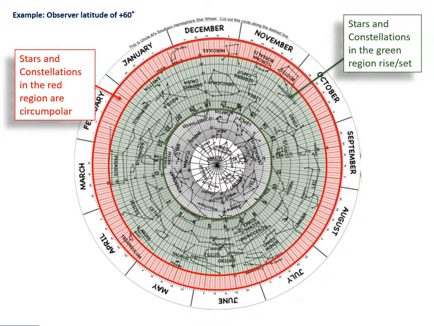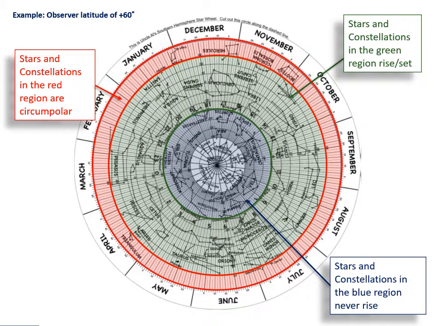The region between the rise/set and the circumpolar declination are the rise-set stars. Shade this region. Now shade the inner circle of declination values less than -30 degrees blue. These are the never-rise constellations as observed from a +60 north latitude site.